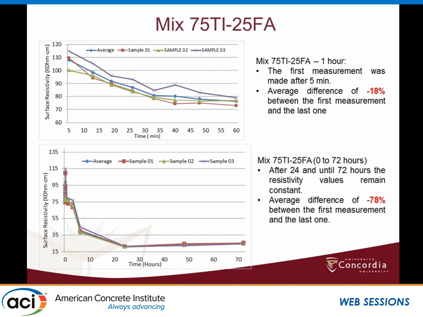So we started this testing on this sample, 75% Portland cement and 20% fly ash. For the first hour, we started obtaining the first resistivity value after just 5 minutes. For the first hour, every 7 minutes we measured, and you can see here that this is the first hour, and it was a decrease of 80%. So the saturation is a big issue.